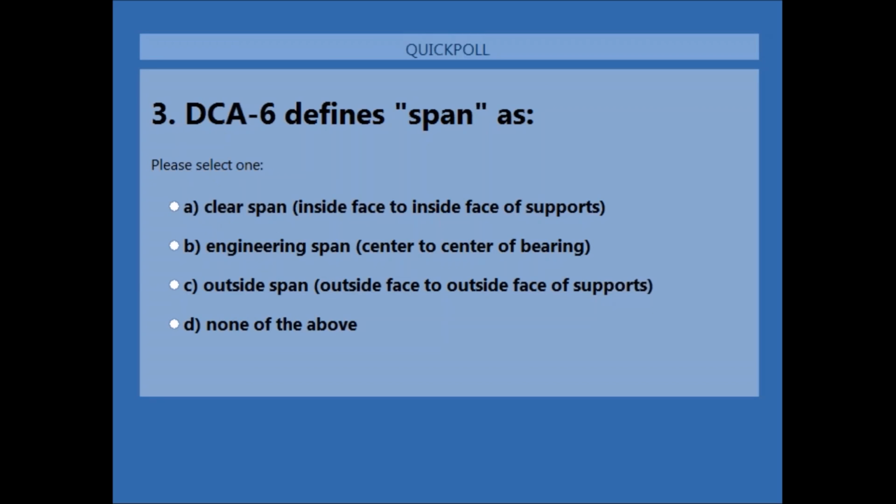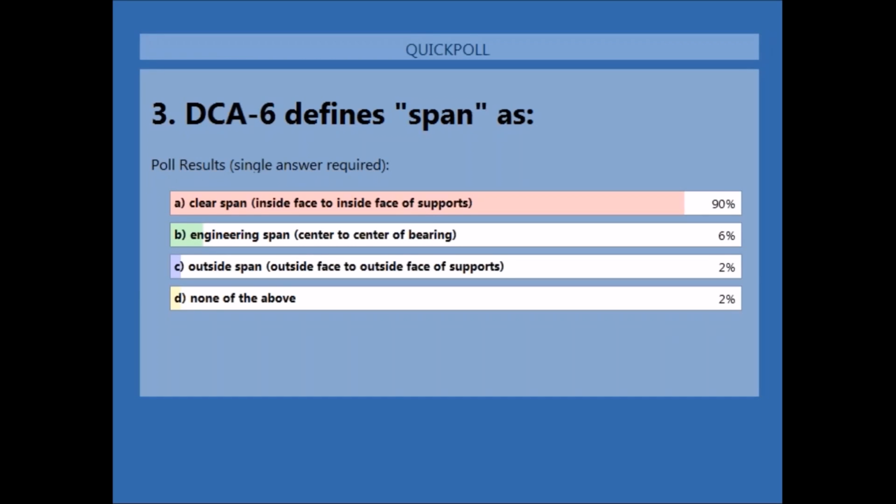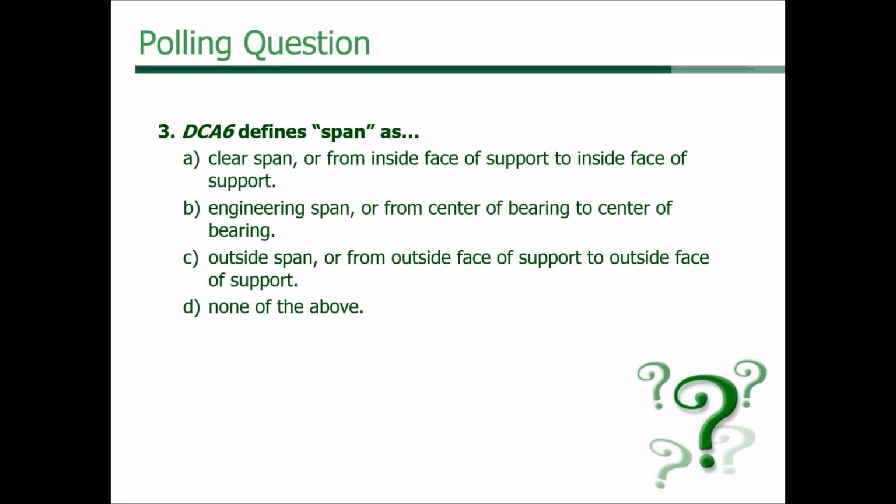All right, we've got almost 80% and 30 seconds. So I'm going to close and then go ahead and share. So 90% say clear span, 6% engineering, and 2% for each of the others. So Lauren, I'm going to let you go ahead and explain.